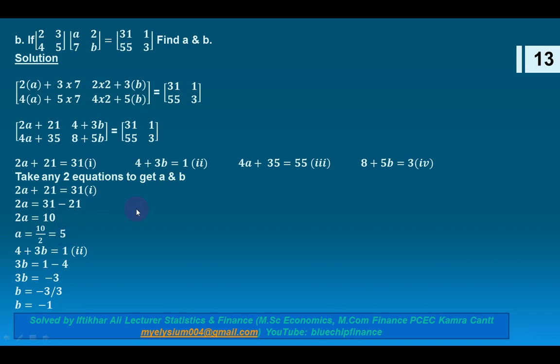After that, we can solve B through equation number 2. 4 plus 3B equals 1. So we just take the variable to the left side of the equation and the constant to the other side. So 3B equals 1 minus 4. 3B will be equal to minus 3, and B will be equal to minus 3 by 3, and B will be minus 1. So in this way we can solve A and B. So it is the end of the second part of the paper.